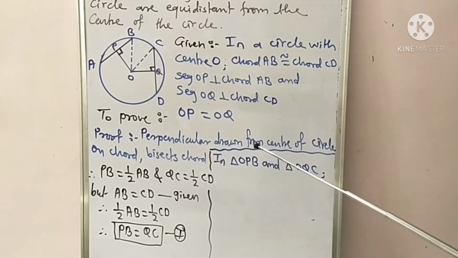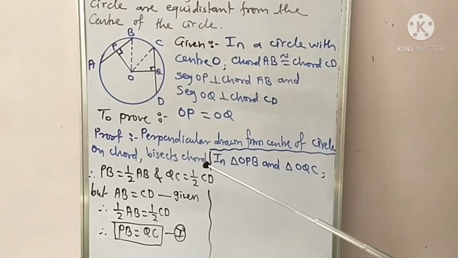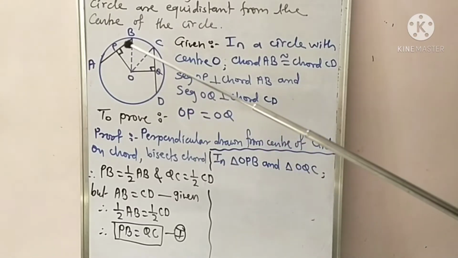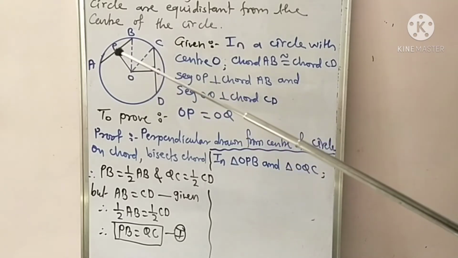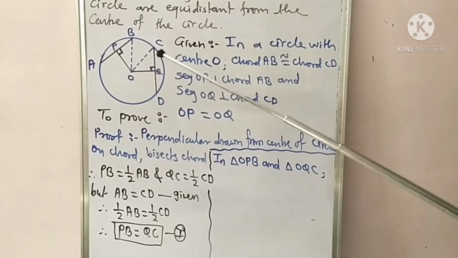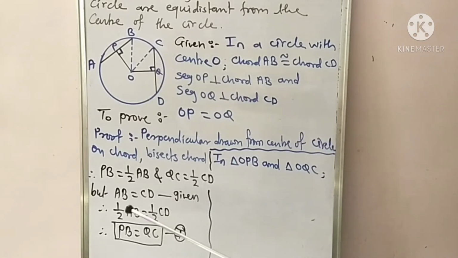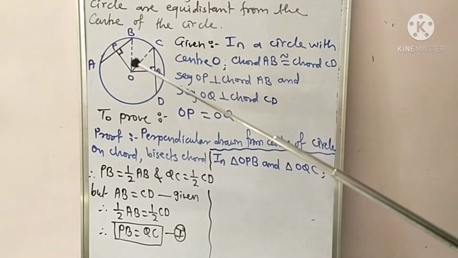A perpendicular drawn from the center of a circle on a chord bisects the chord, as we know this property. So if OP is perpendicular to AB, that perpendicular divides AB in two equal parts. AP and PB are both same, means PB is half of AB. Similarly QC is also half of CD. We have given that two chords are congruent, means AB equal to CD, means their half parts are also equal, and half parts equal means we prove PB equal to QC first, and PB and QC are sides of the two triangles.